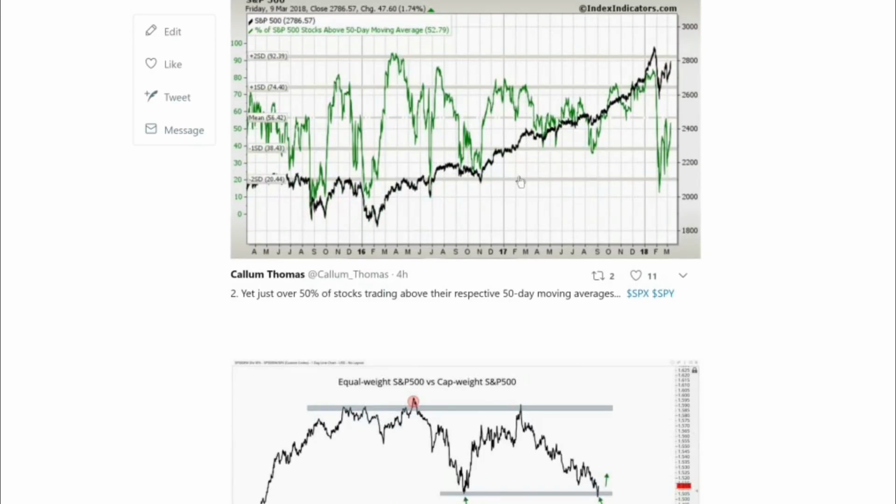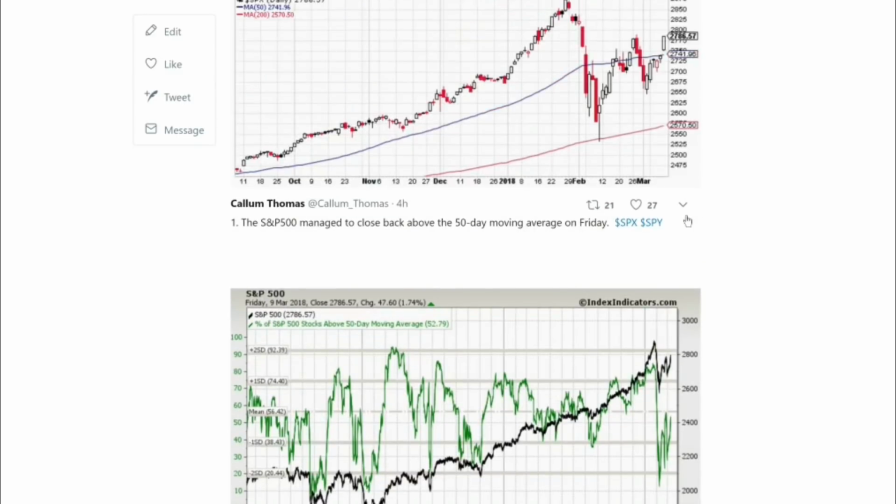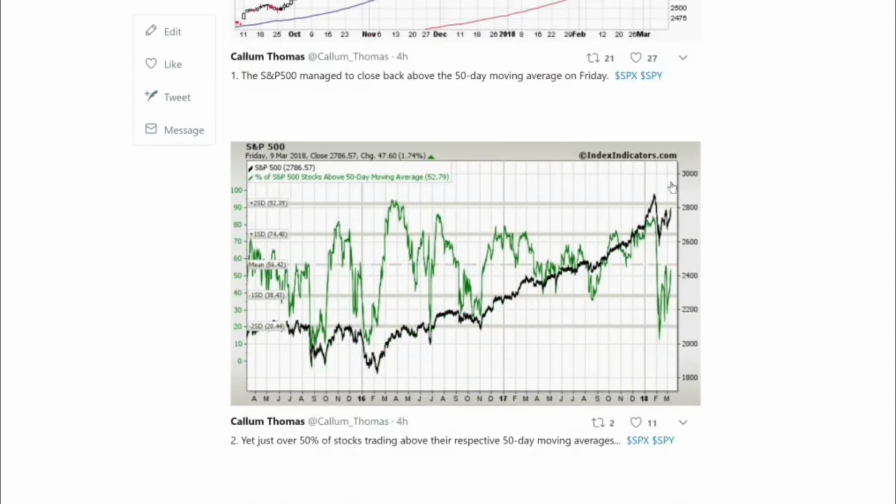So sticking with the 50-day moving average, the second chart here shows you the breadth of the S&P 500 from a 50-day moving average standpoint, i.e. how many of those 500 companies are actually trading above the 50-day. And you can see it's 52.79%, so around half. So it's interesting, right, that while the index itself has broken above, still half of stocks are below their own moving average, and that could change very quickly. You can see that it's a kind of indicator that can move very, very quickly.